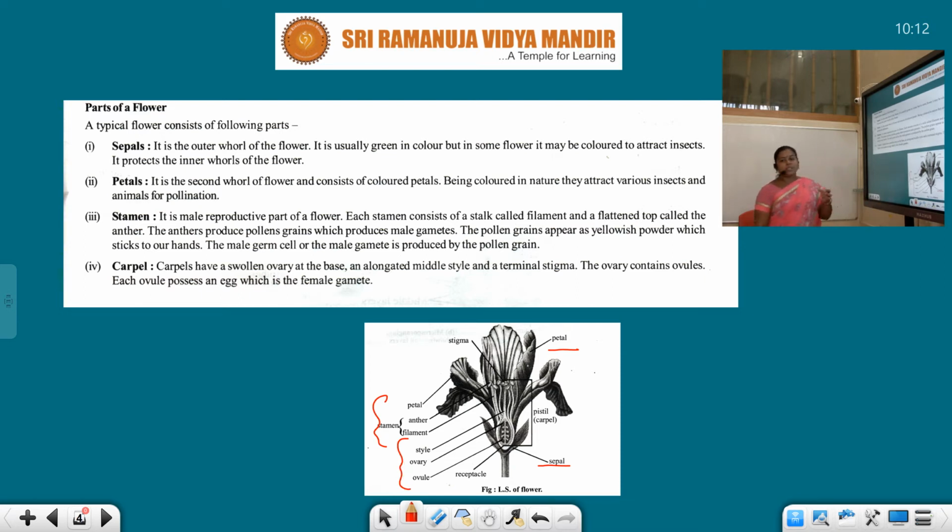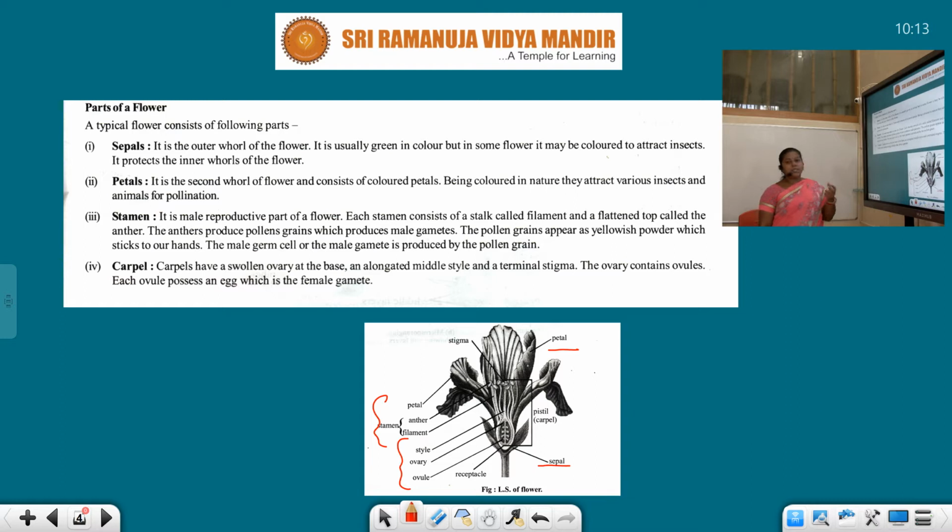So sepals, these are the outermost whorl of the flower. The main purpose of the sepals is protection. They offer protection to the internal parts of the flower. So petals, they are colored. Due to this attractive color, they attract the insects for the purpose of pollination. Next, stamen. See, the first two, sepals and petals, are the non-reproductive units of the flower.